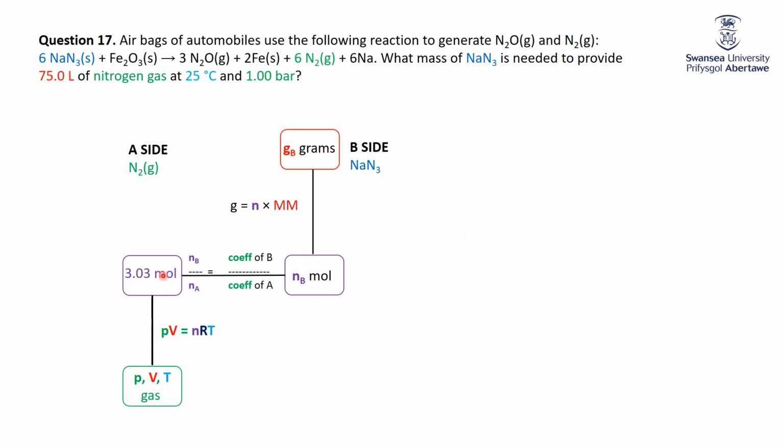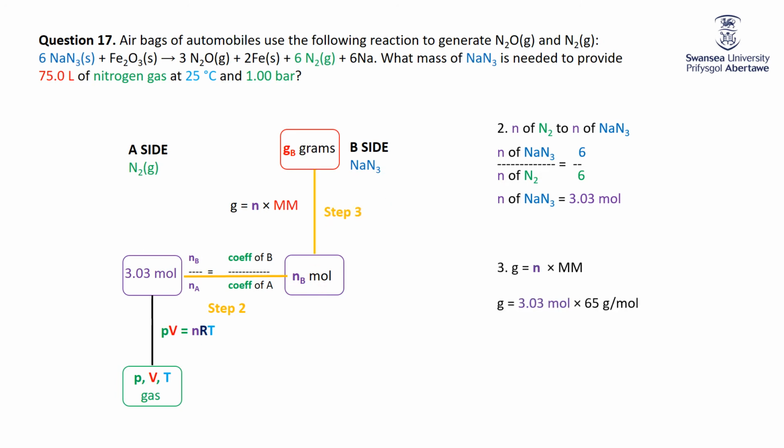Now we got that 3.03 moles of N2. We now do step 2. Step 2, we got moles of N2. We want moles of NaN3. Again, it is a 1-to-1 reaction, which is nice. So the moles of NaN3, 3.03 moles, excuse me. Once we got 3.03 moles here, very easy to convert it to grams. In step 3, grams is moles times molar mass. Molar mass of NaN3. Well, 3 times 14 is 42, plus 23 is 65, and so we get 197 grams of NaN3.